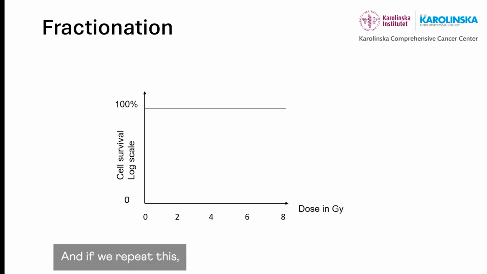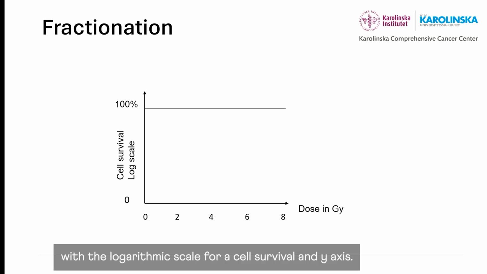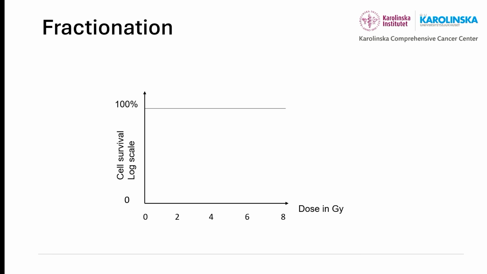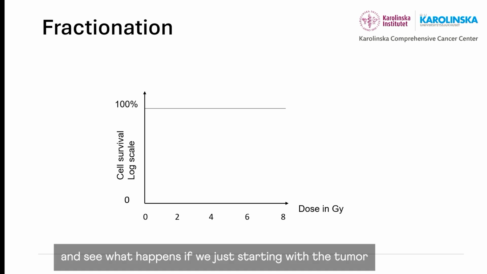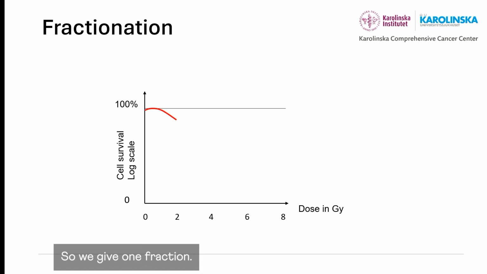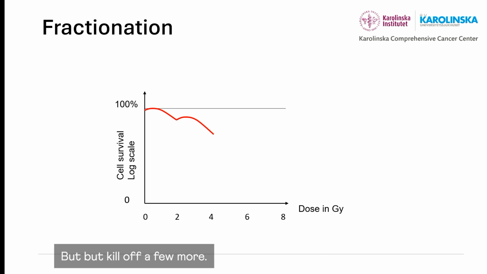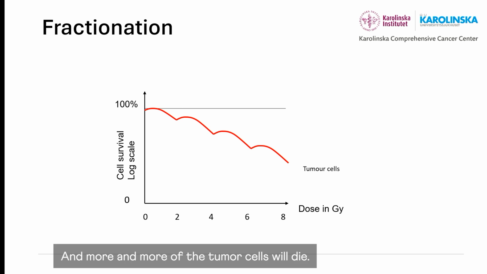And if we repeat this, this is the same sort of graph with the logarithmic scale for the cell survival here on the y-axis, and then dose on the x-axis. And see what happens if we're starting with the tumor cell, what happens when we fractionate the radiotherapy. So we give 1 fraction, some of these cells will die. And tomorrow we give another fraction. A few of the cells have repaired since yesterday, but then we kill off a few more. And we keep doing this, and more of the tumor cells will die.